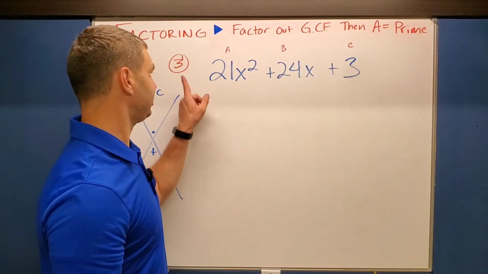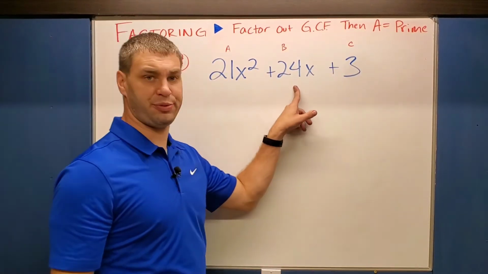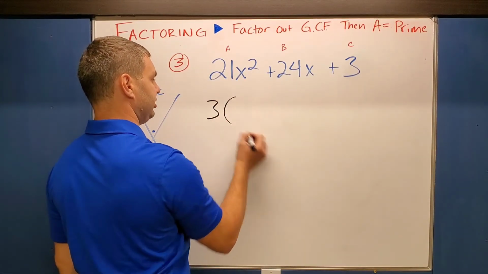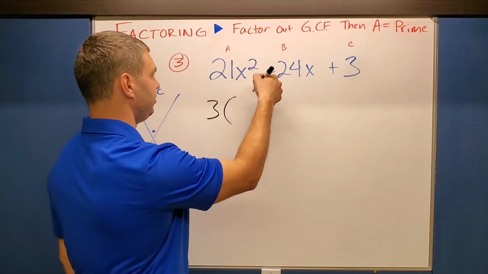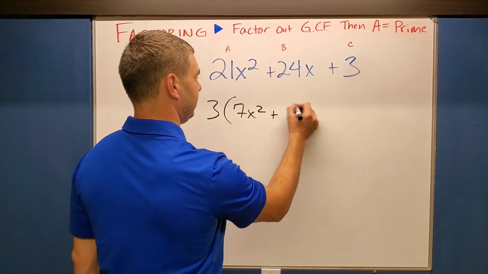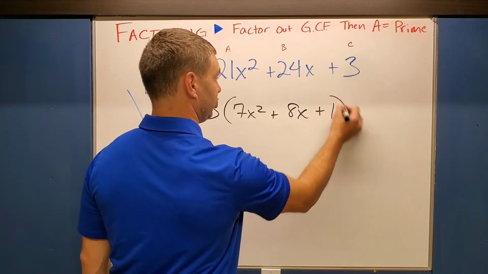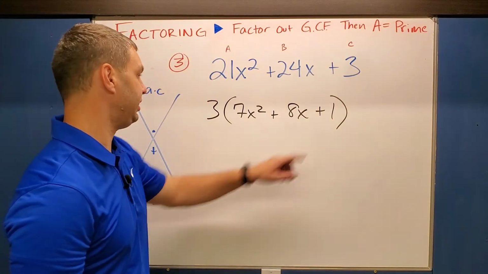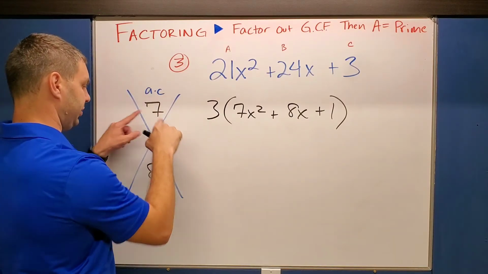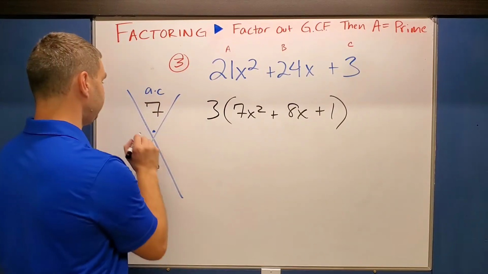All right, last example. Example 3 says 21x squared plus 24x plus 3. All right, so I think the GCF I can take out of this one is actually just a 3. If I divide 21x squared by 3, I get left over 7x squared plus 8x plus 1. All right, so now my A times C is going to be 7. My B term is going to be 8. 2 numbers that multiply to be 7 and add to be 8, of course, are 7 and 1.